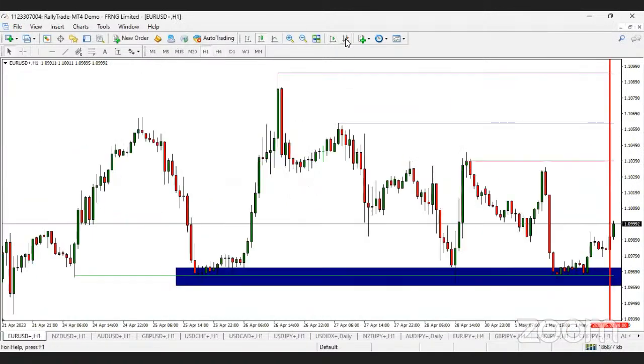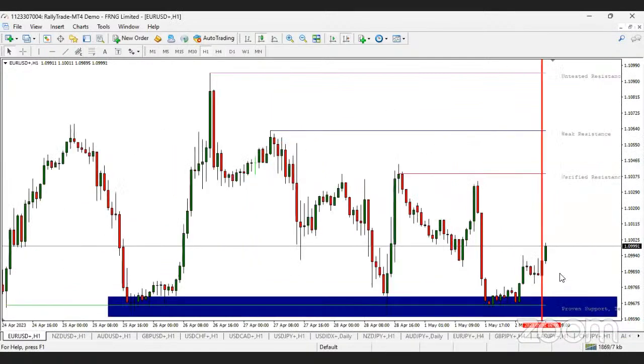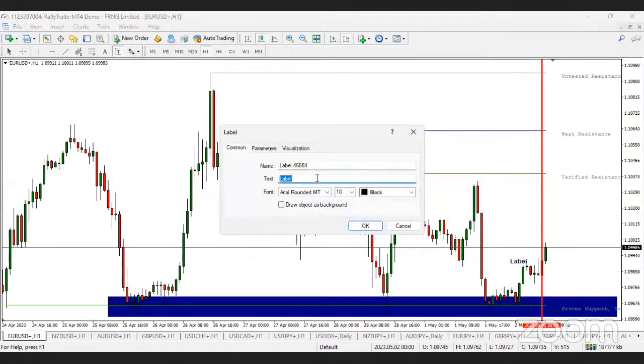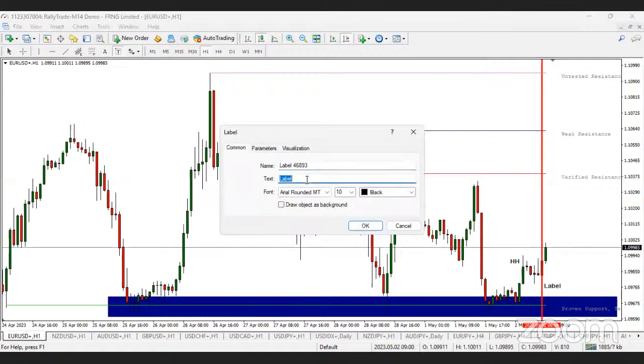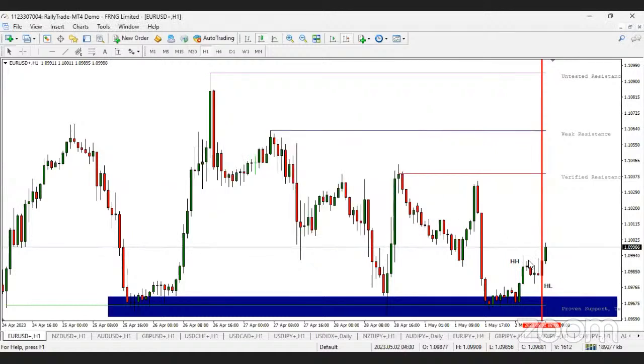Then let's go to H1. H1 time frame on Euro USD. Price is doing higher highs and higher lows. You can see a higher high, and then this is a higher low. So we've established structure on H4, and trend on H1: uptrend. Since it's an uptrend, we want to buy.